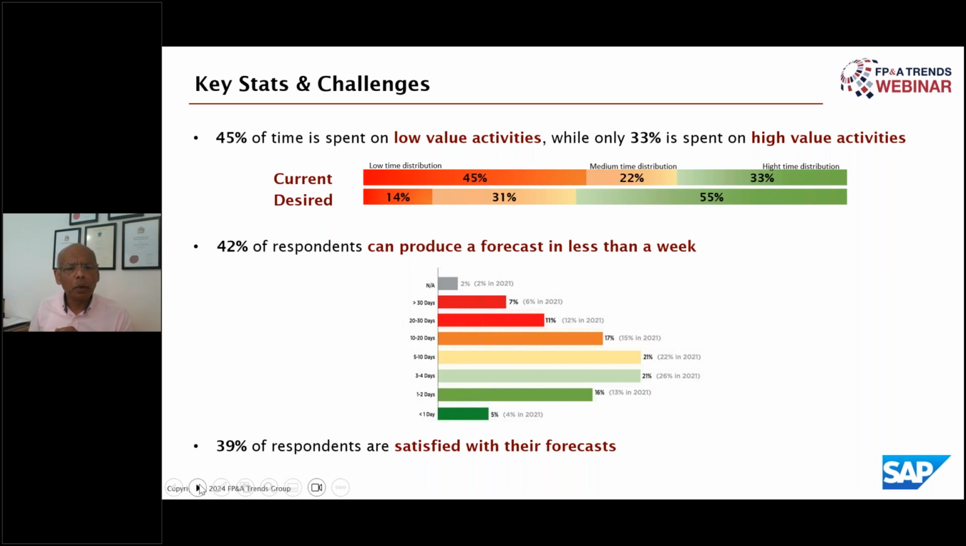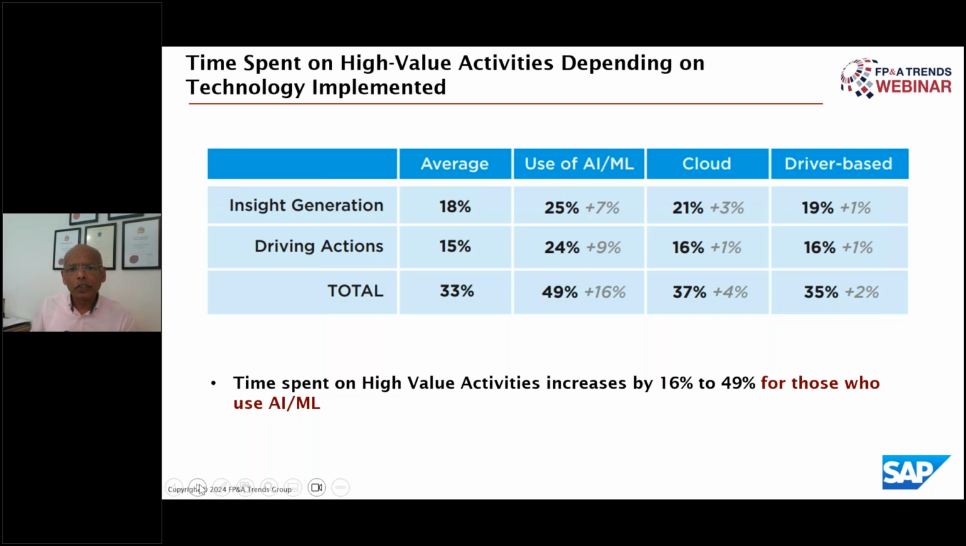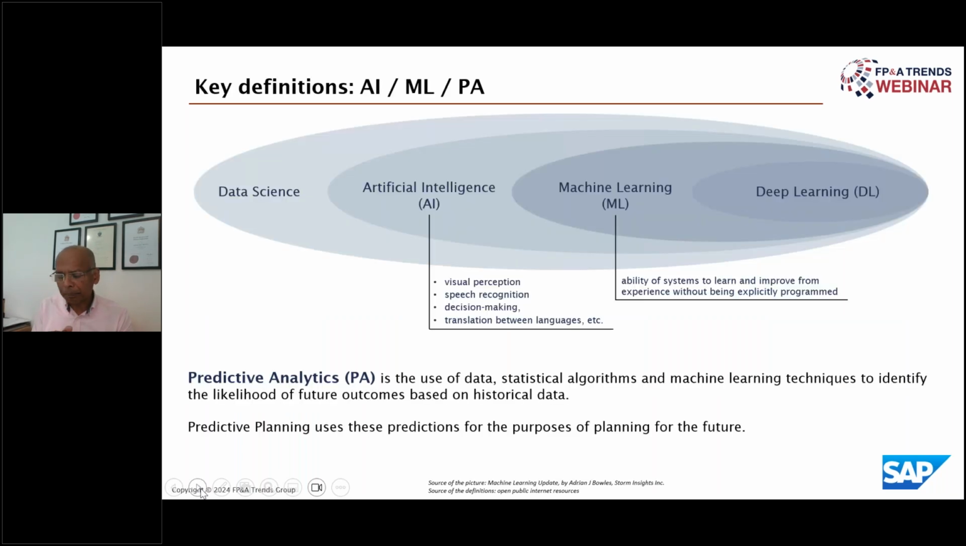But what happens when we bring technology into play? If we look at the second box there, with the use of AI and ML, all those percentages increase. From 33 to 49% in terms of spending our time on value-added activities. So very, very important there. This is one of the key reasons why we should implement AI and ML in predictive planning.